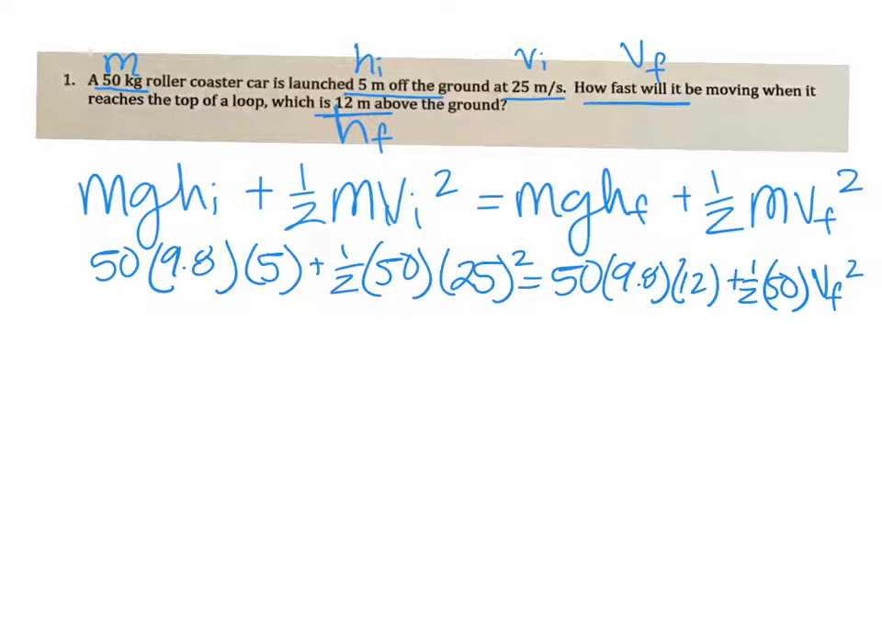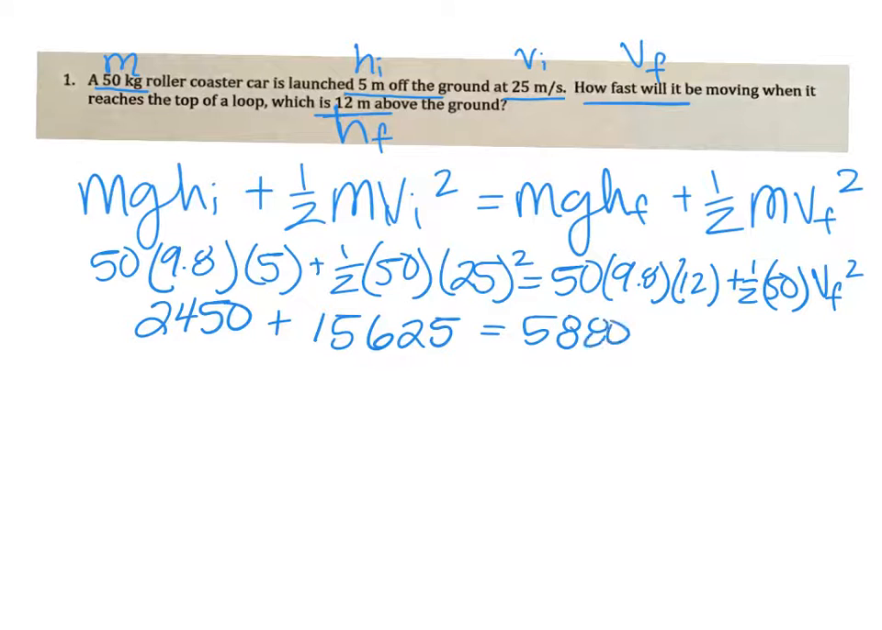So I'm going to simplify this into each part. So this first section of 50 times 9.8 times 5, you're going to multiply that, and you are going to get 2450 when you do that. Then the second part, when you simplify that in the calculator, you should get 15,625. And then this third section is going to simplify into 5,880. And then the last part, we're going to simplify this down to 25 vf squared, right?